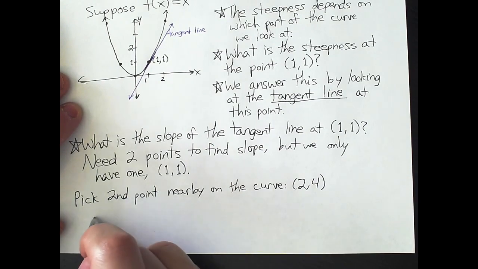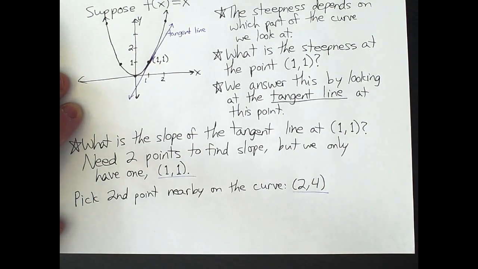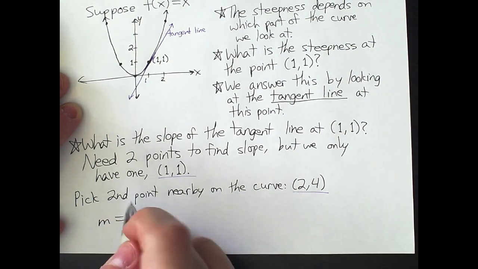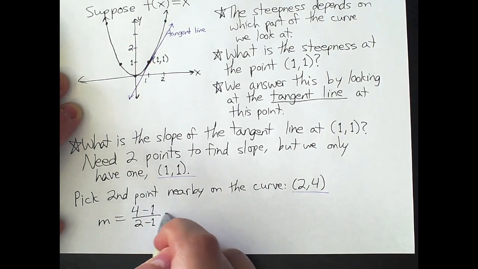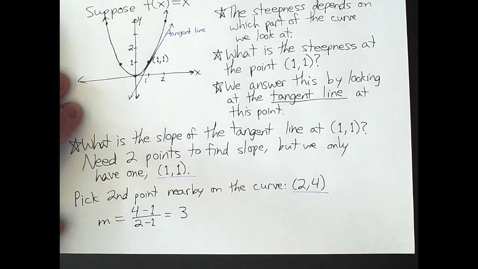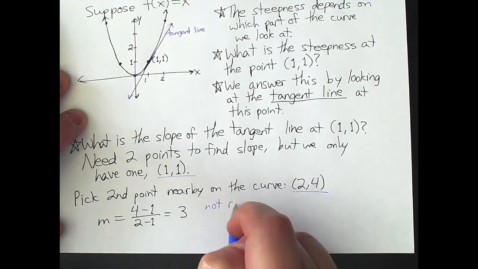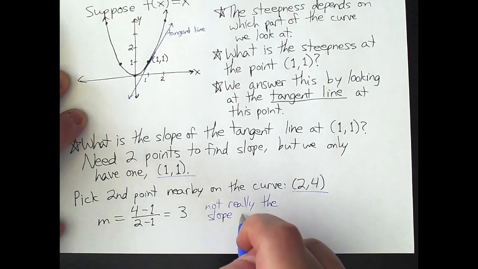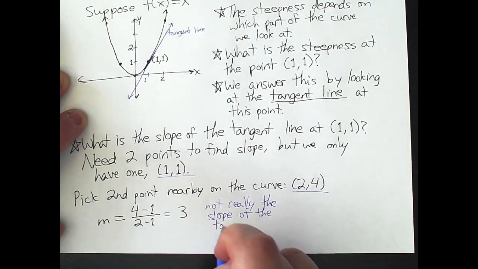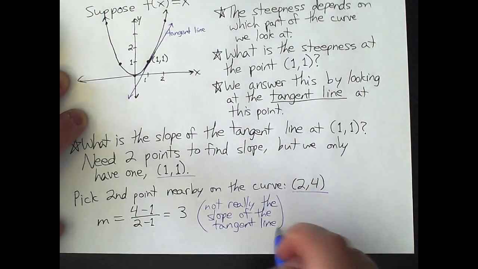And we could calculate the slope between this first point and this second point, 1 comma 1 and 2 comma 4. What is the slope there? Well, you would do 4 minus 1 over 2 minus 1. You'd get 3. But I guess you could say that that's not really the slope of the tangent line. It's close, though. It's kind of in the right general direction.